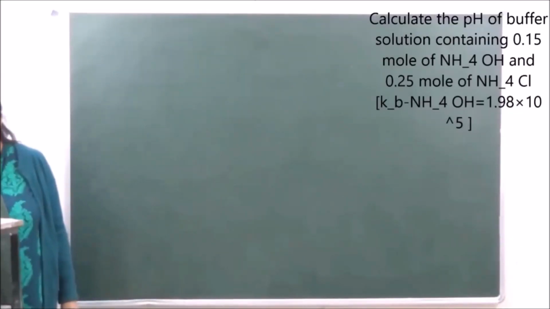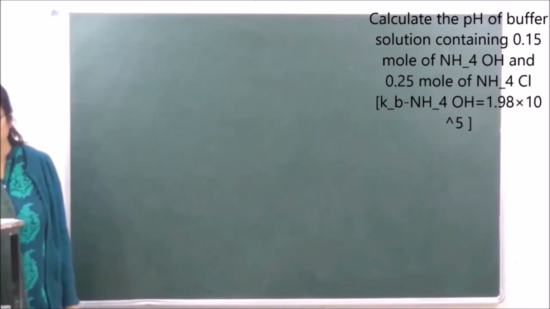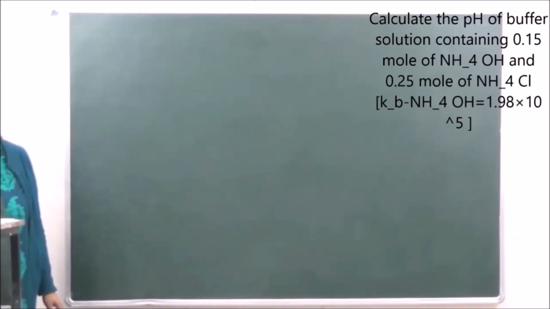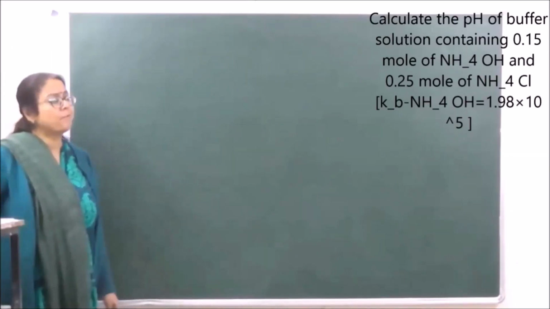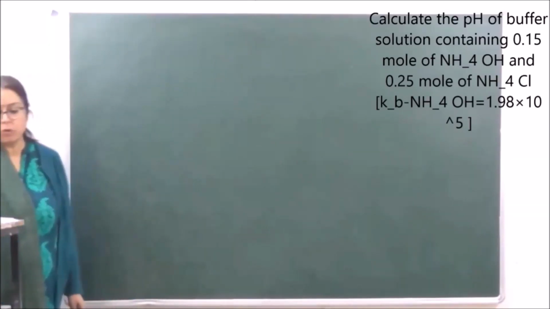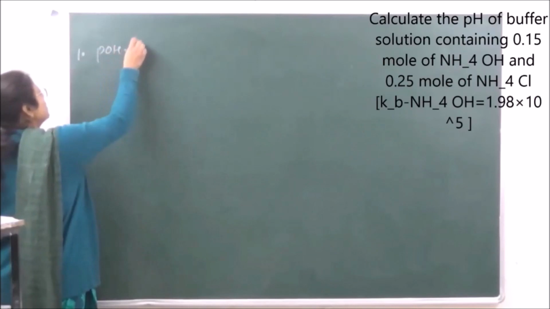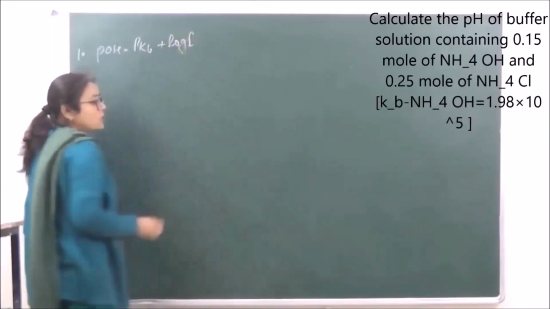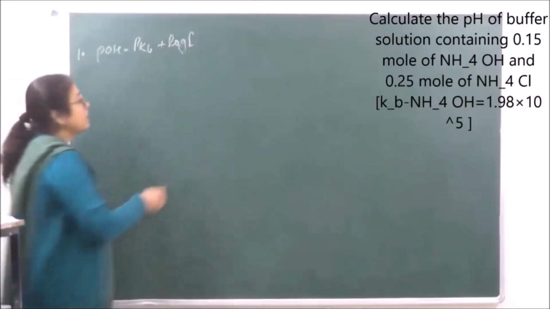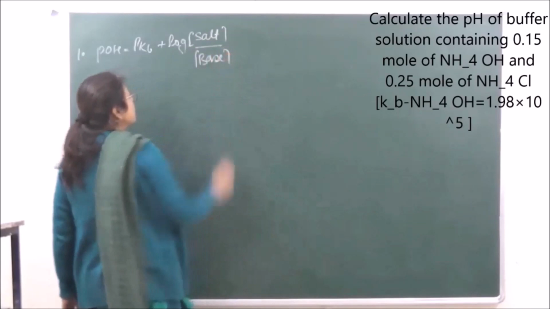The first question is, calculate the pH of a buffer solution containing 0.15 mole of NH4OH and 0.25 mole of NH4Cl. Kb for NH4OH is 1.8 into 10 raised to power minus 5. Now this is going to form a basic buffer, ammonium hydroxide and ammonium chloride. So the equation which we are going to use is pOH equal to pKb plus log of concentration of salt upon base. Okay? So this is the equation which we are using.